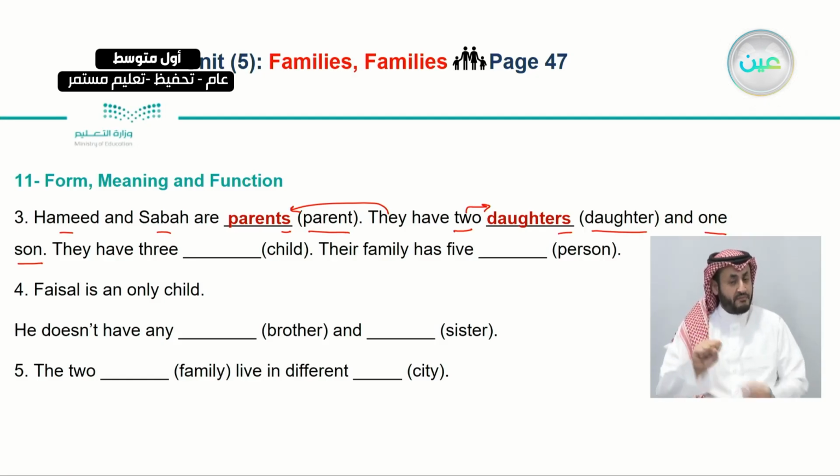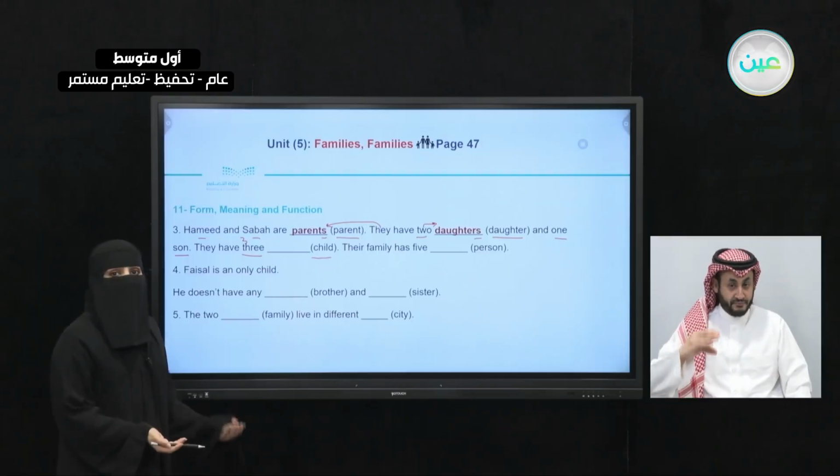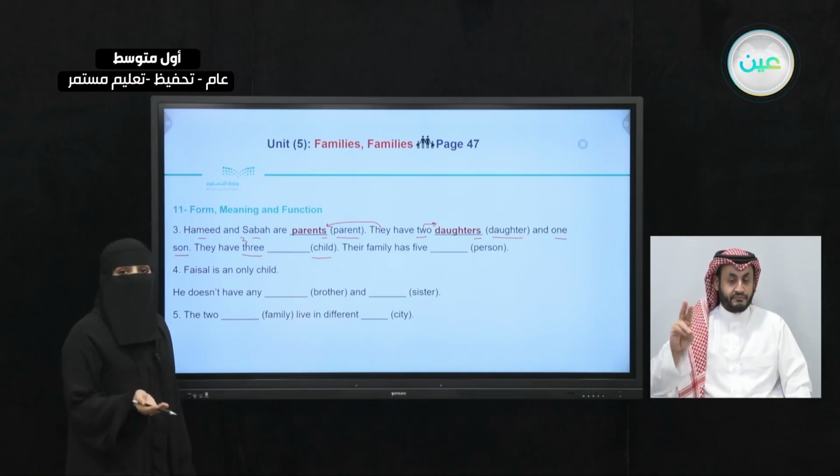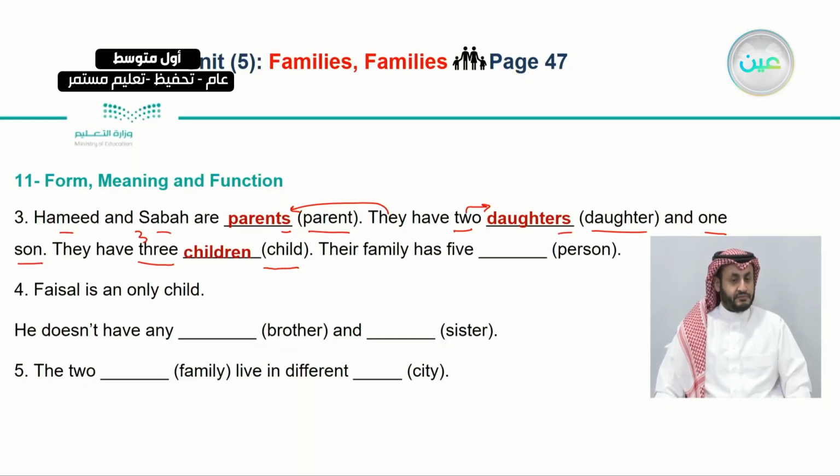Next sentence. They have 3, and between the parentheses, child. Child, is it a regular or irregular noun? Good job, it's an irregular noun. So in order to make it plural, what should I do? Remember the form of the word? Good job, children. Child, children. One more time, they have 3 children.